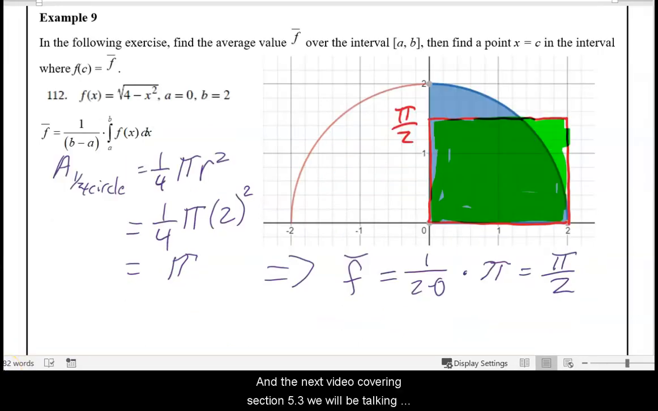In the next video covering section 5.3, we will be talking about the fundamental theorem of calculus.